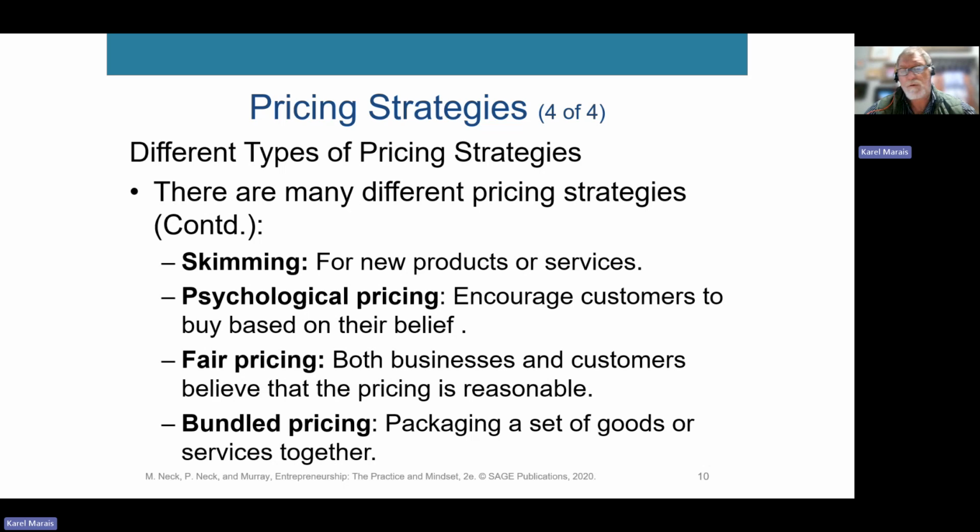You can also do that if you've got a new product that nobody else has. If you've got a product that does stuff that nobody else's product can do, then you can also charge that type of skimming price. Then we've got psychological pricing, and there's a whole way.